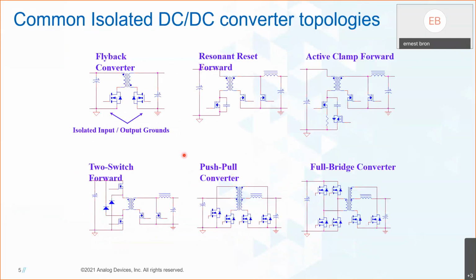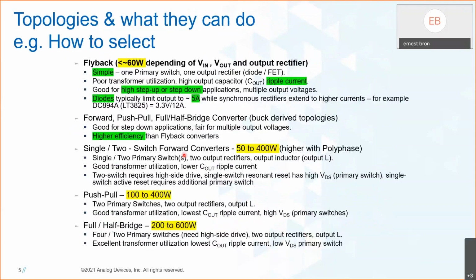But there's a lot of topologies, and how do you decide which one to use? That's always the main question. So in yellow, I mark the power, because typically that's the one thing that people initially look at, right? If your power is more than 60 watts, then typically a flyback is a no-go, and you would have to go to something else, like push-pull or half-bridge.